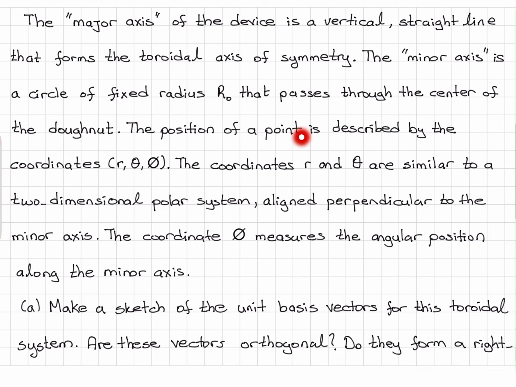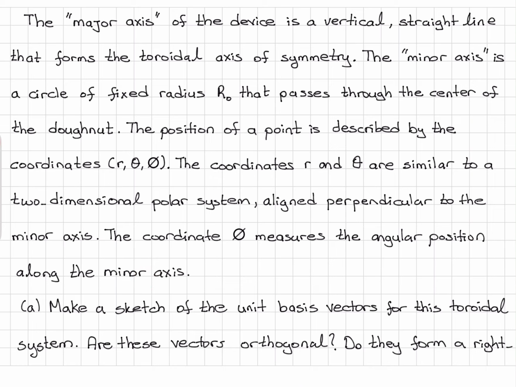The position of a point is described by the coordinates r, theta, and phi. The coordinates r and theta are similar to a two-dimensional polar system aligned perpendicular to the minor axis. The coordinate phi measures the angular position along the minor axis.